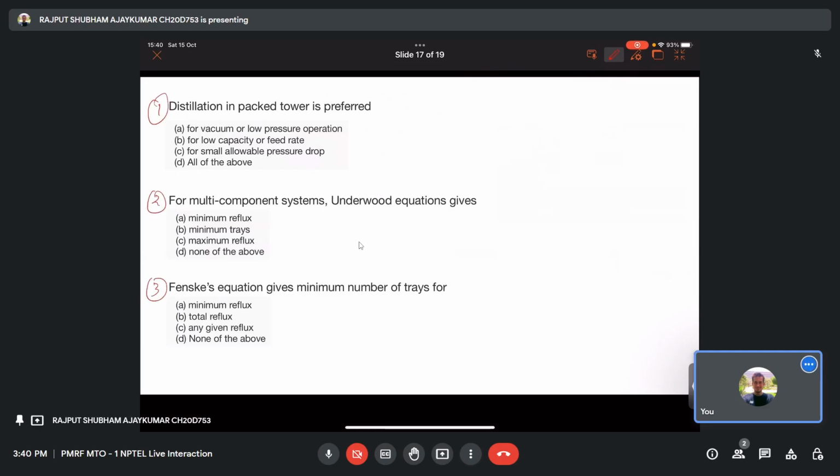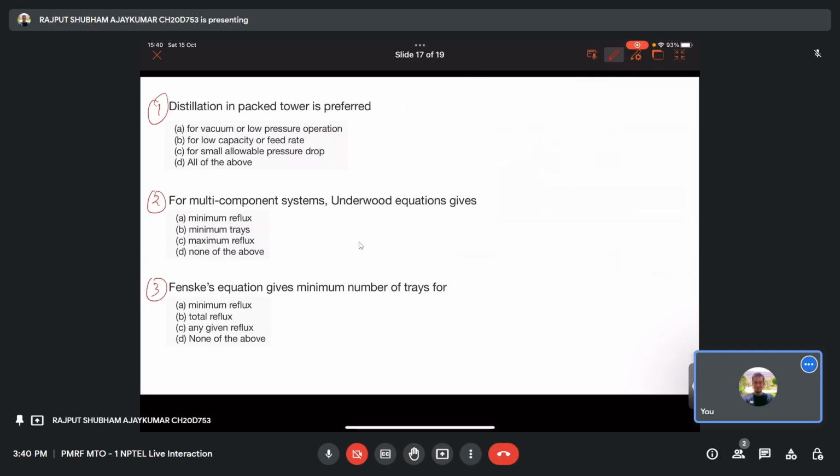So we'll go to the first one. The distillation in the packed tower is preferred. There are four options given, and we have been asked about distillation in the packed tower. The options are: for vacuum or very low pressure operation, for low capacity or feed rate, for small allowable pressure drop, and all of the above.